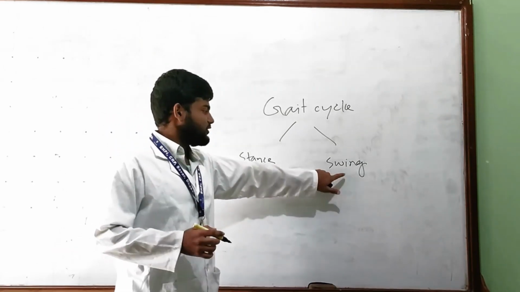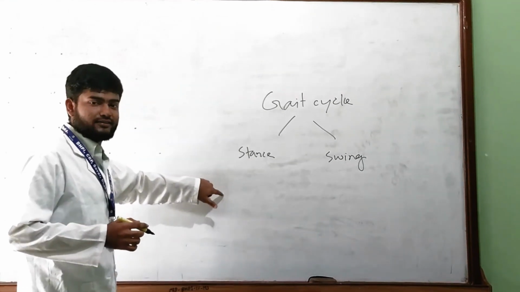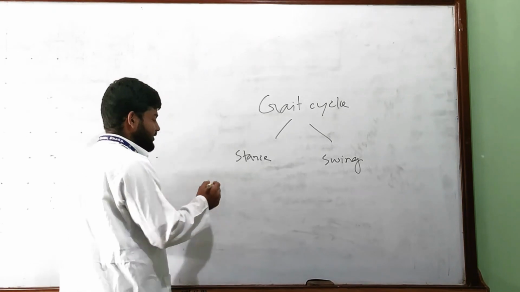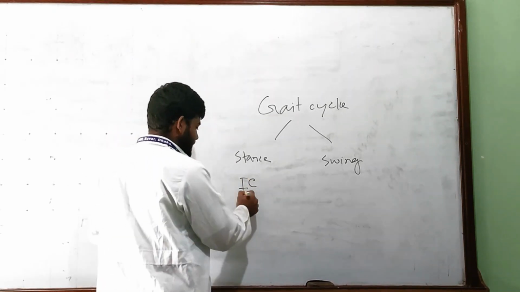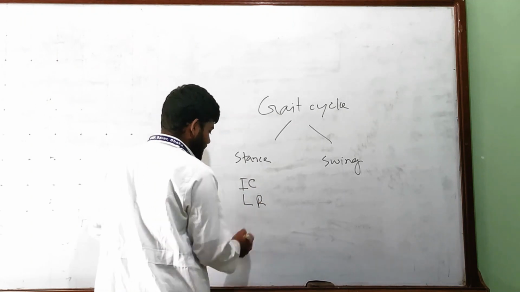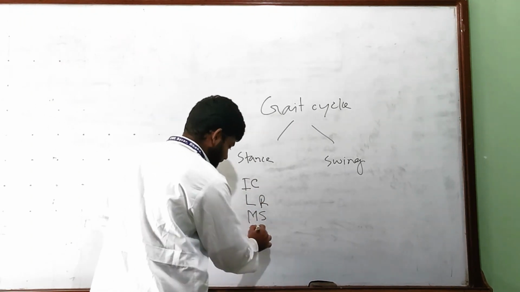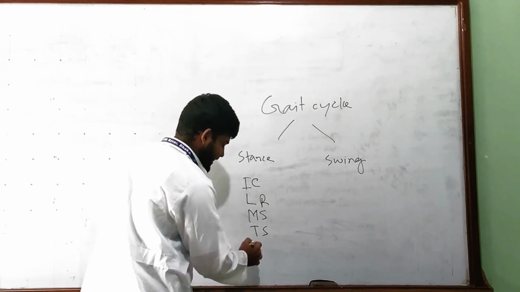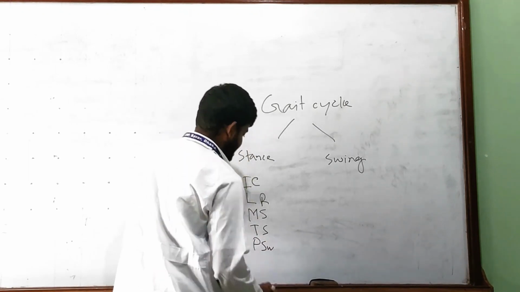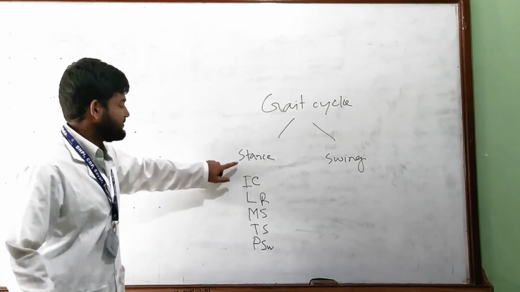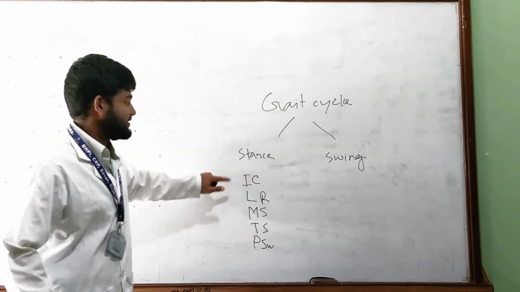The stance phase and swing phase have some other subclasses. In stance phase, the first is initial contact. We have loading response. Then we have mid-stance, then we have terminal stance, and lastly we have pre-swing. These are the five sub-phases of stance phase.